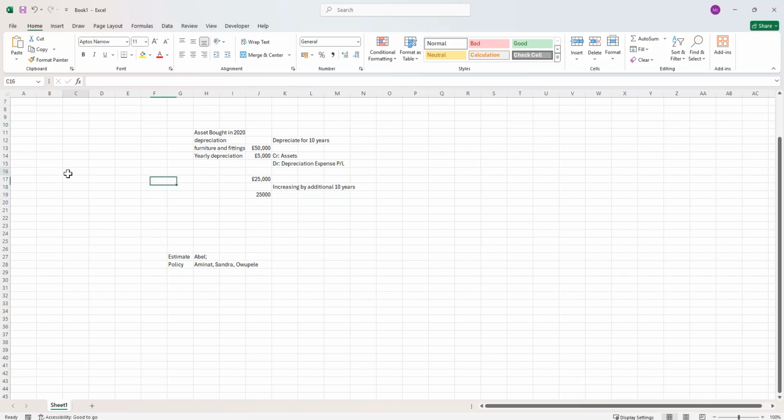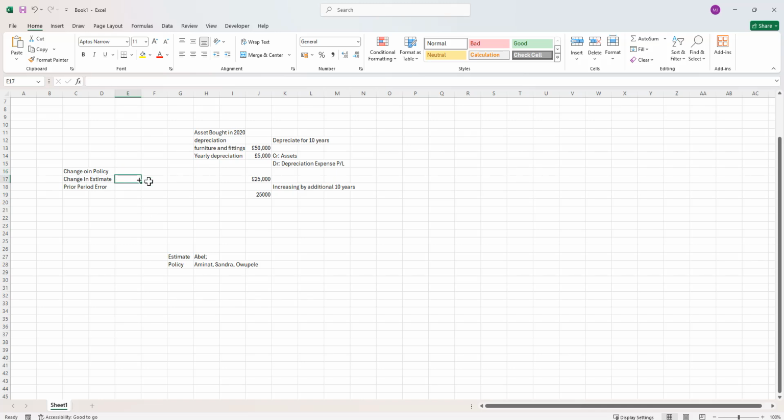So there are three things in IAS 8. One is change in what? Policy. Then we have change in what? Estimate, right? Then we have prior period error. So it is a change in policy if it affects the level of consumption, as defined by IAS 8.